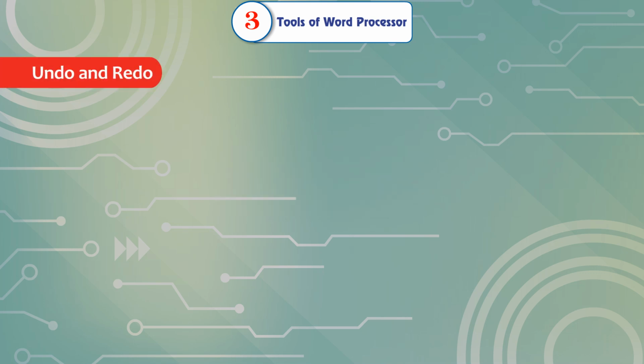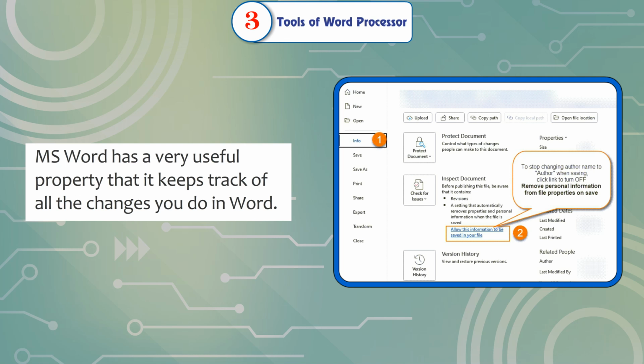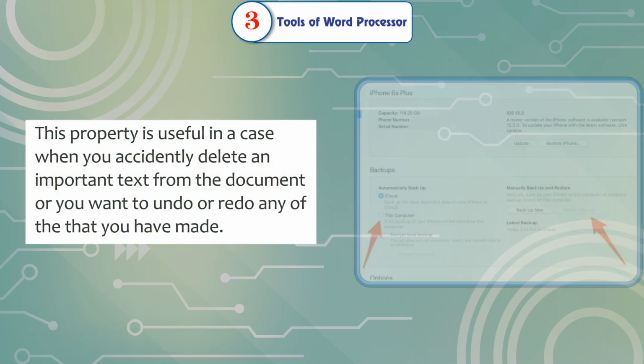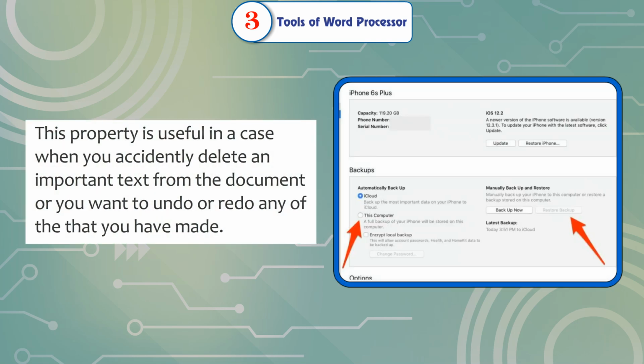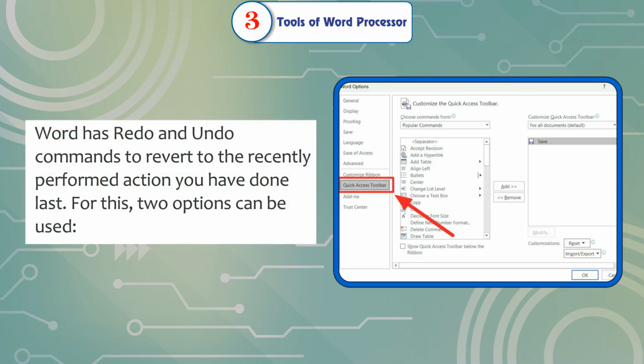Undo and redo. MS Word has a very useful property that it keeps track of all the changes you do in Word. This property is useful in a case when you accidentally delete an important text from the document or you want to undo or redo any of the changes that you have made. Word has redo and undo commands to revert to the recently performed action you have done last. For this, two options can be used.